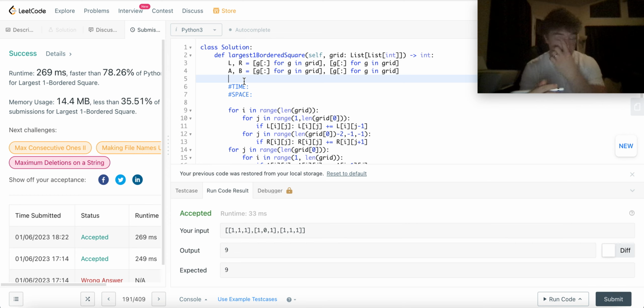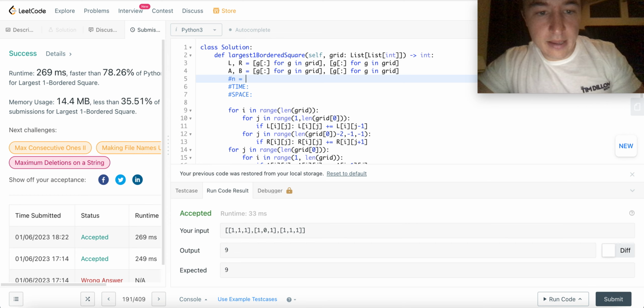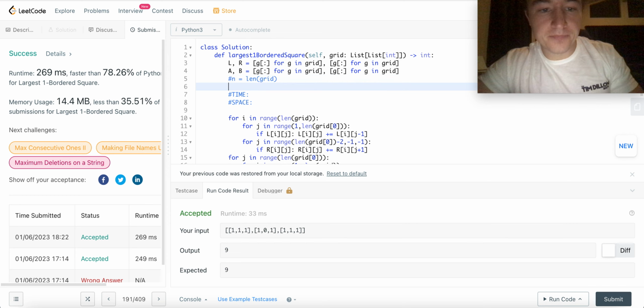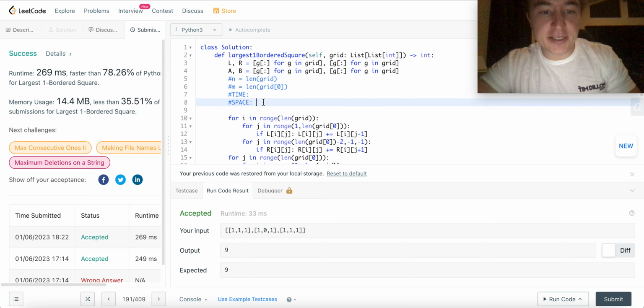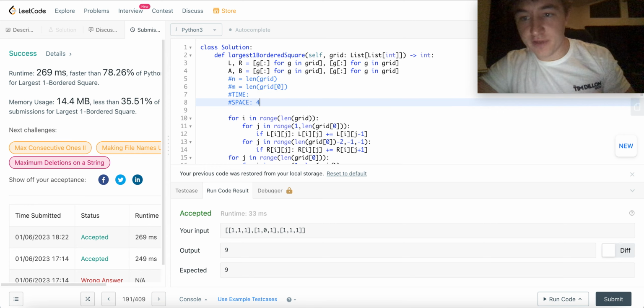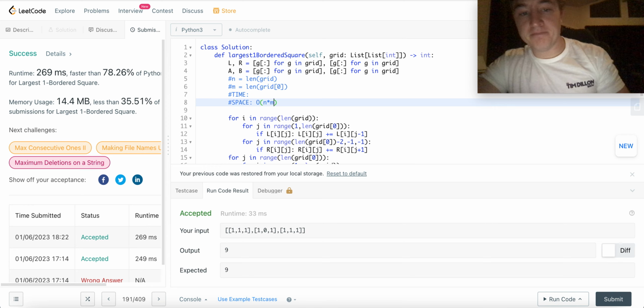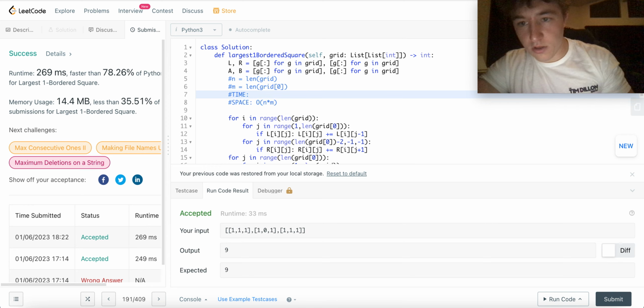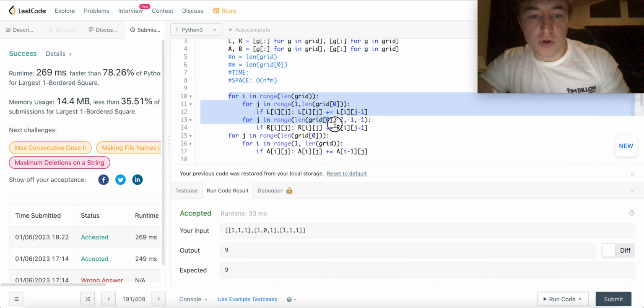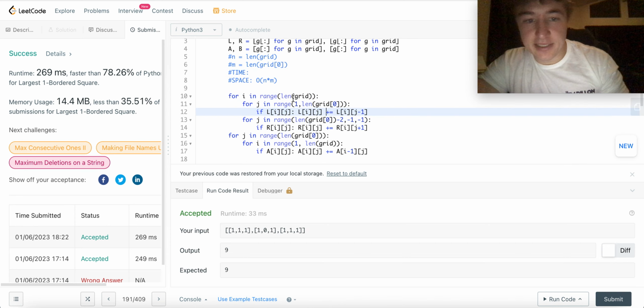All right, so if we had n equals the length of the grid and m equals the length of grid 0. For space, we're going to have to create 4 copies of the array. So that's 4n times m, but we'll just call that n times m. Okay. Now for time, well, we have to look through the whole array and then do it twice. So that's n times m time.